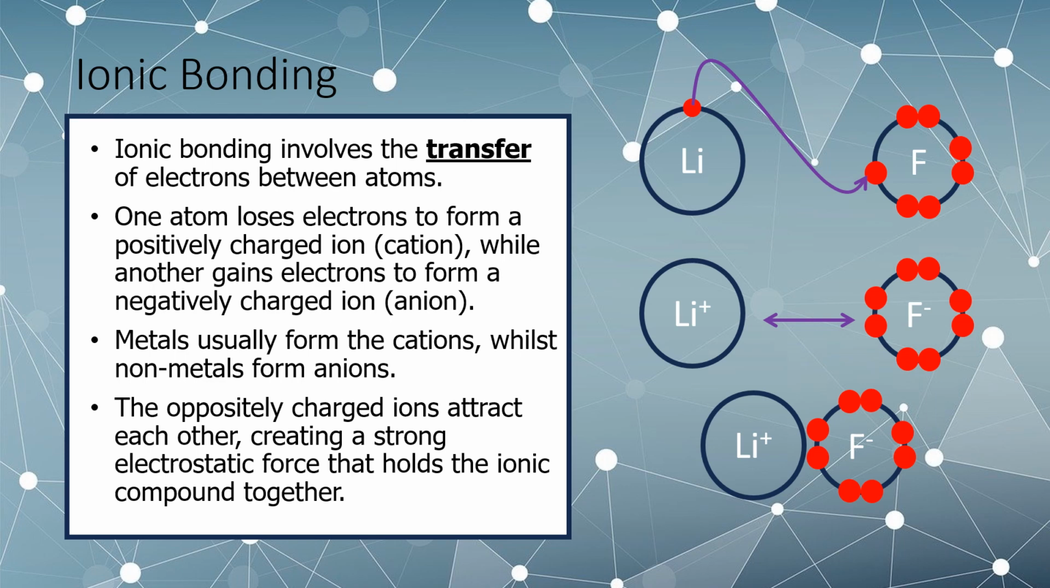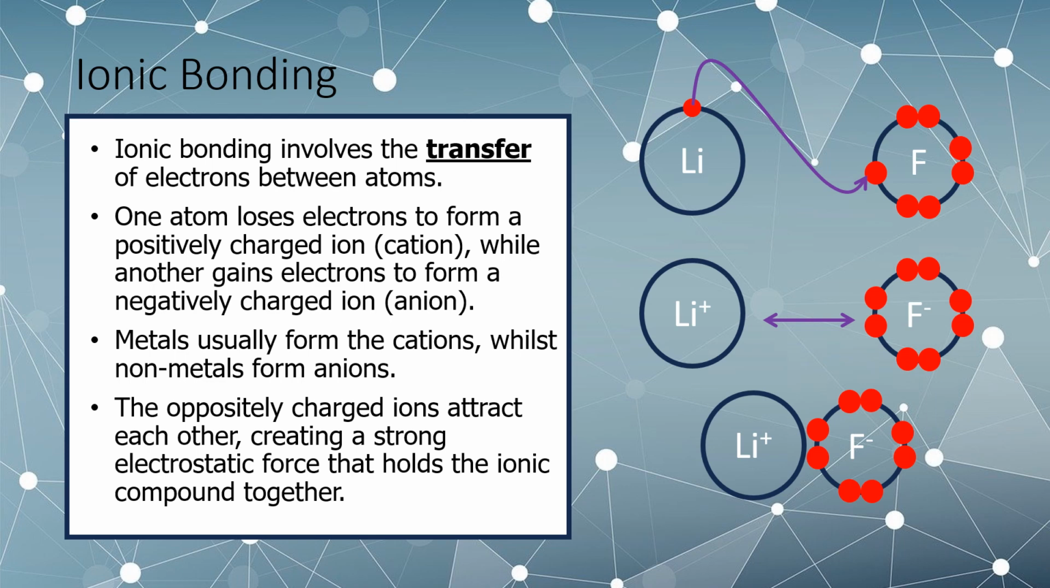First, we're going to look at ionic bonding. Now, ionic bonding involves the transfer of electrons between atoms. One atom loses electrons to form a positively charged ion, and we call that a cation, while another gains electrons to form a negatively charged ion, and we call that an anion. I suggest you check out our video on ions and isotopes for more information regarding these matters.